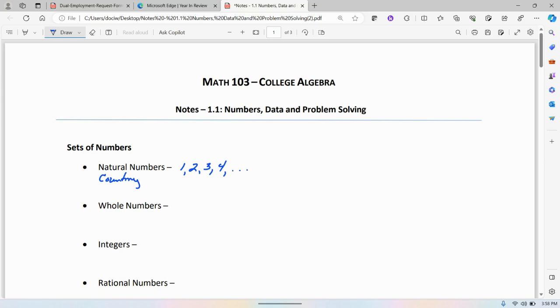How many people are in the car with us? 3. How many cups of coffee did I drink today? 2, 4. You'll notice that the set of natural numbers does not include 0. It does not include negatives. It does not include decimals. It's just the series 1, 2, 3, 4, 5, 6, 7, 8, and so on. The set of whole numbers then is different only in that the set of whole numbers includes 0, 1, 2, 3, 4, and so on.